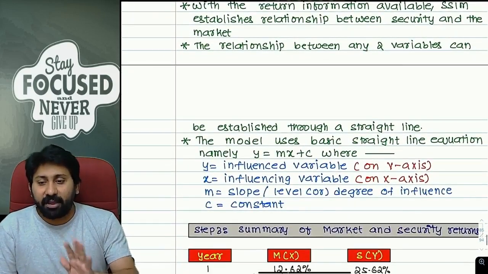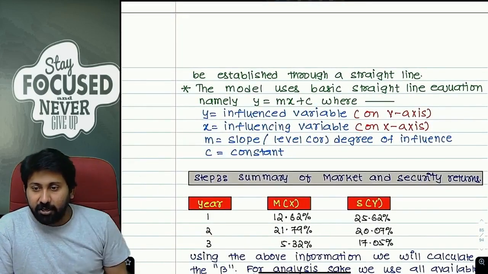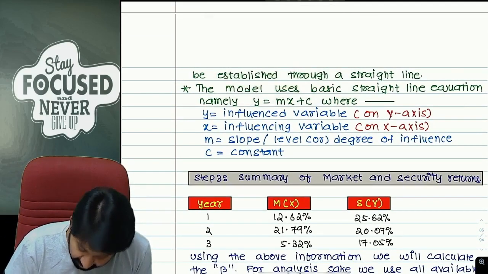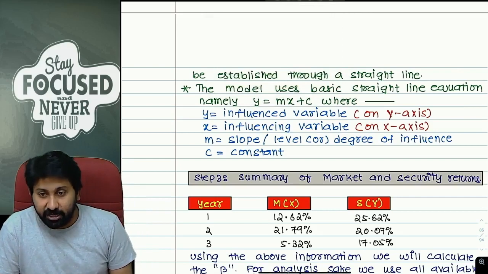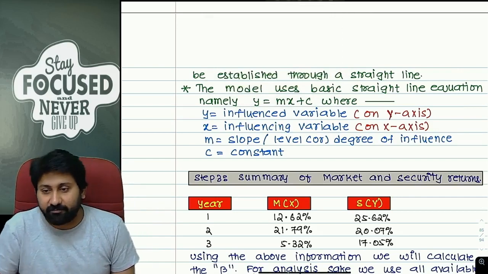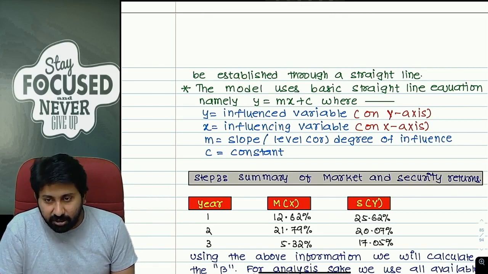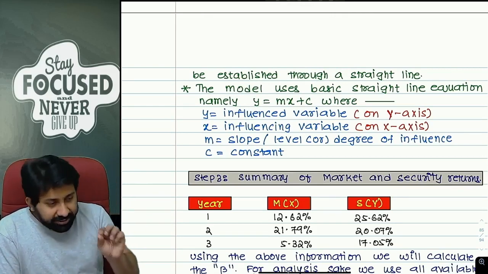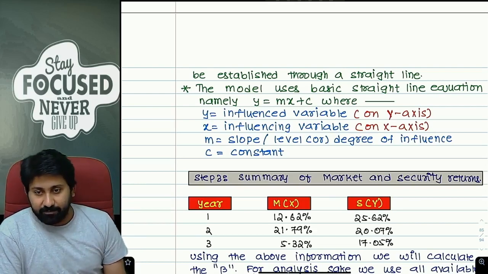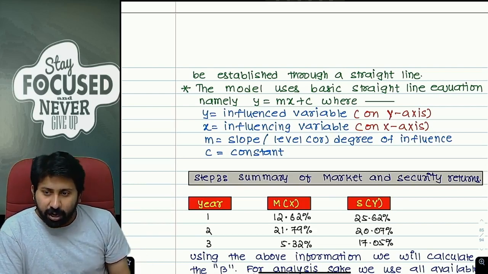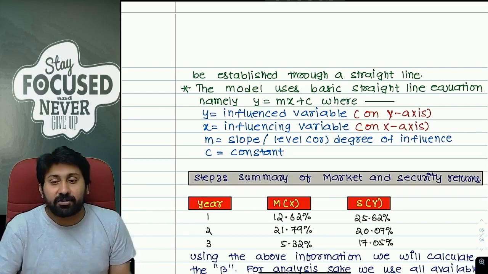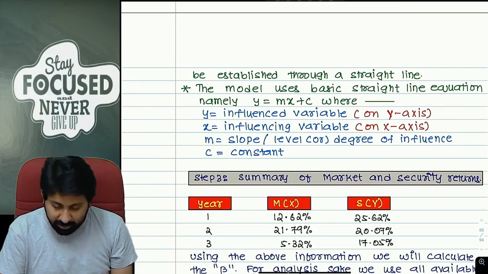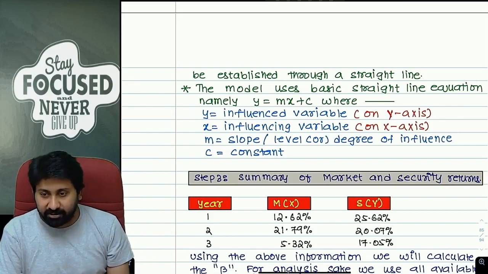The main point we have to understand is that Y is the influenced variable, so it falls on the y-axis. X is the influencing variable, which falls on the x-axis. M is what? Slope, the level or degree of influence. Who is influencing? Market is influencing. Influencing whom? Security. How much influence is there? What is the magnitude of its influence? We will understand through the slope. C is what? A constant.